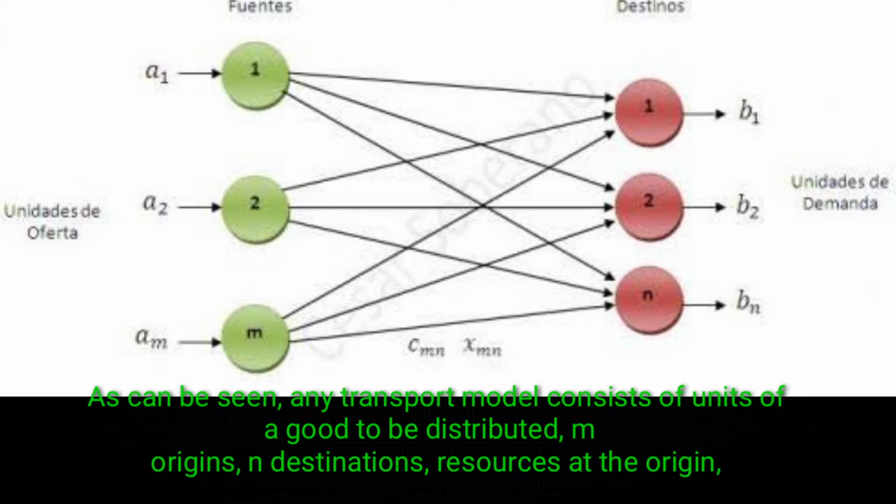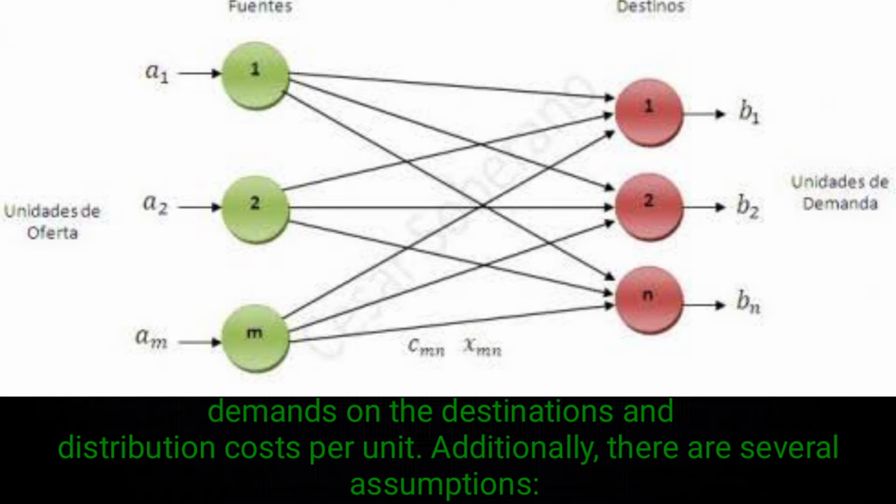As can be seen, any transport model consists of units of a good to be distributed, M origins, N destinations, resource at origin, demand at the destination, and distribution cost per unit. Additionally, there are several assumptions.